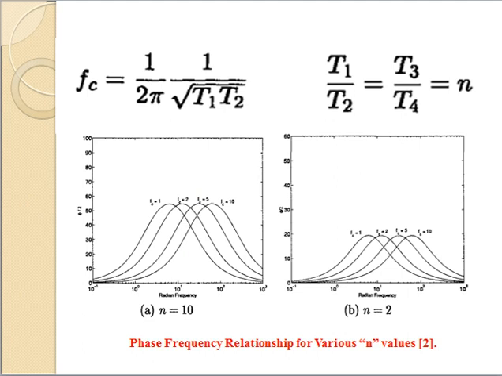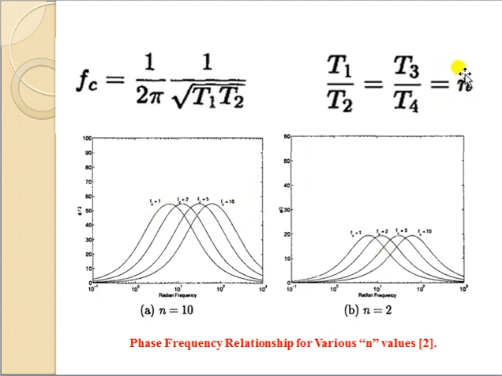So the two graphs, the variation is in n. So what is n over here? n is nothing but the ratio of T1 by T2 or T3 by T4, and your central frequency you can calculate with the help of the formula 1 upon 2 pi times 1 upon square root of T1 T2. So the observation here from your side must be, when you are increasing your n from 2 to 10 or decreasing your n from 10 to 2, there is variation in the phase. So when you are having a higher value of n, you are getting more lead compensation. So that is the motto of showing these two graphs.